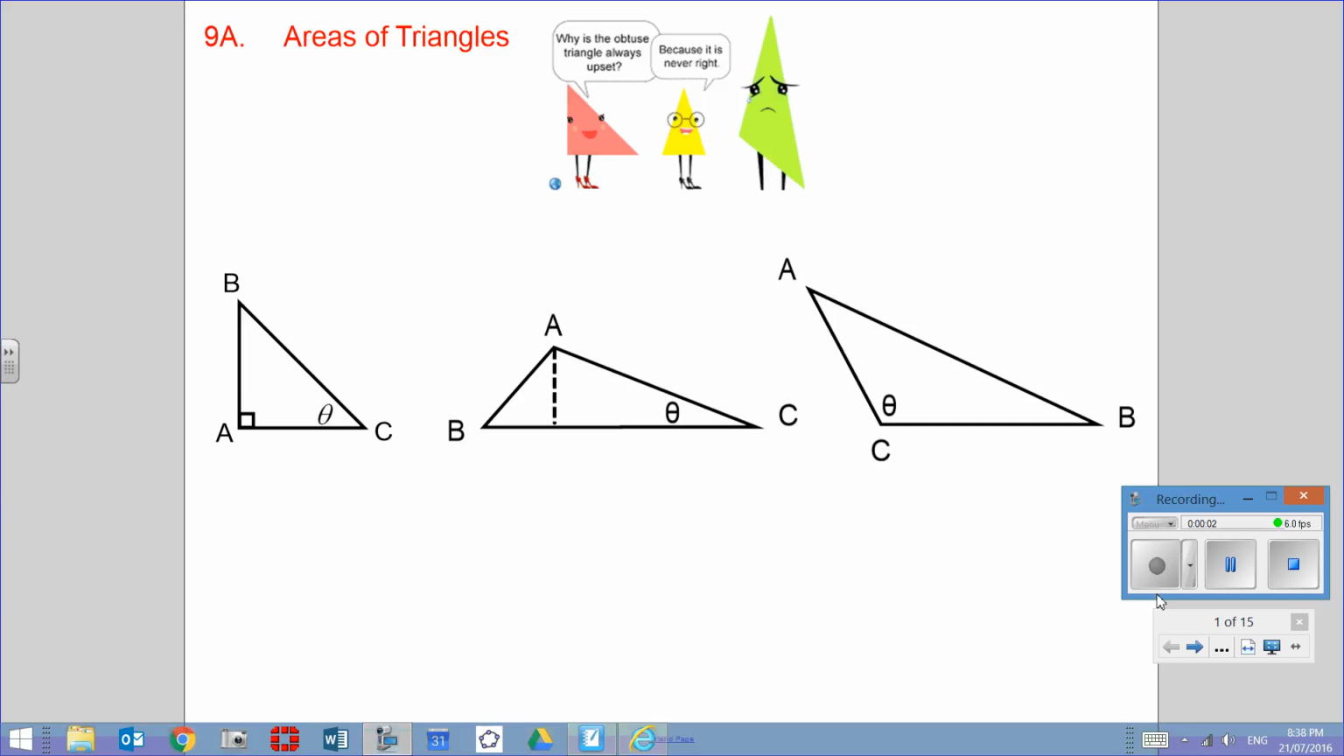Hello, IB. This is 9A, area of triangles, and we're going to look at three specific types of triangles to cover all possibilities. And just to start off, we'll take a look at an applet to show you guys what happens with area of a triangle as you change various other aspects of the triangle.